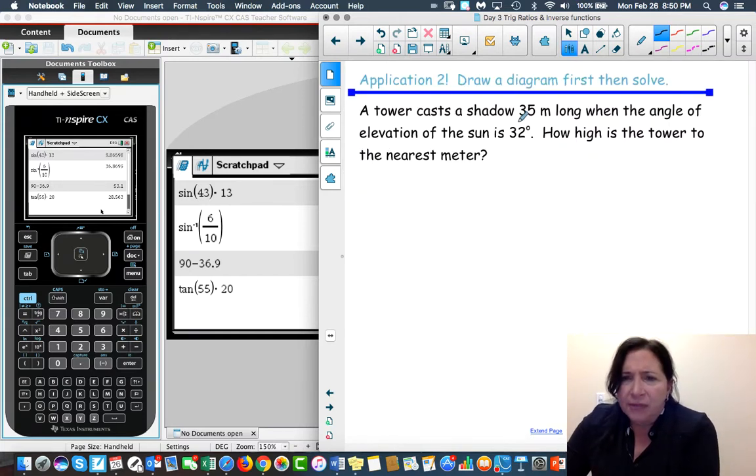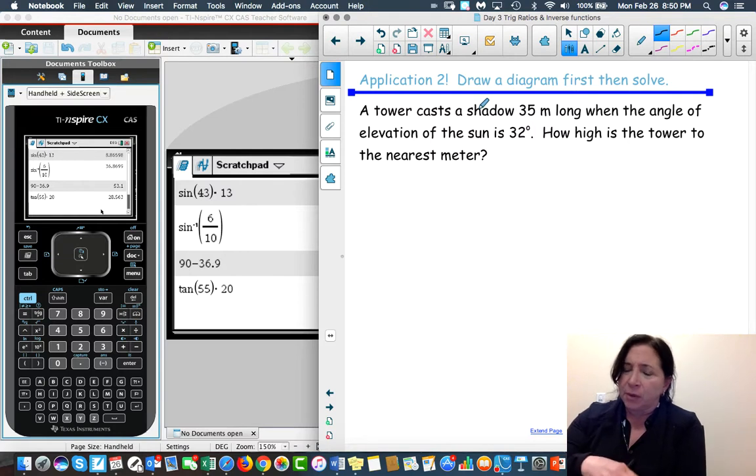A tower casts a shadow 35 meters long when the angle of elevation of the sun is 32 degrees. Now, this is sort of our first problem that we've done with angles of elevation. Just keep in mind, angles of elevation are when you're looking up.